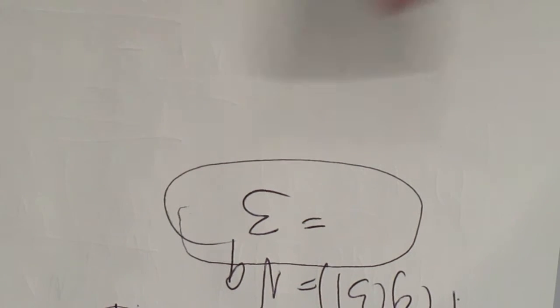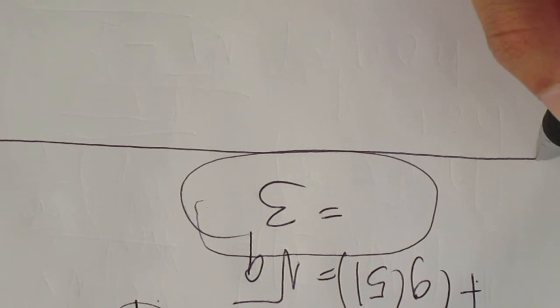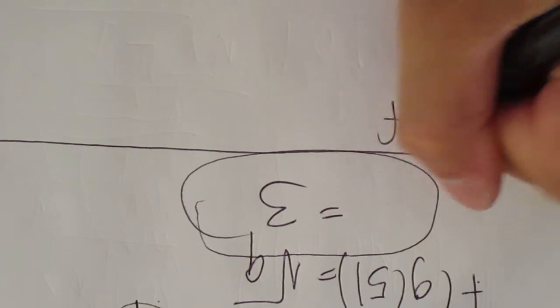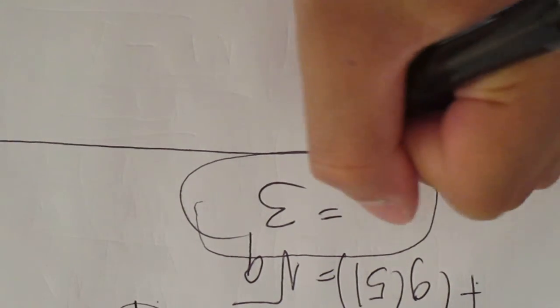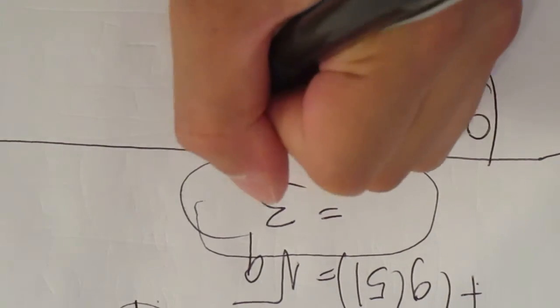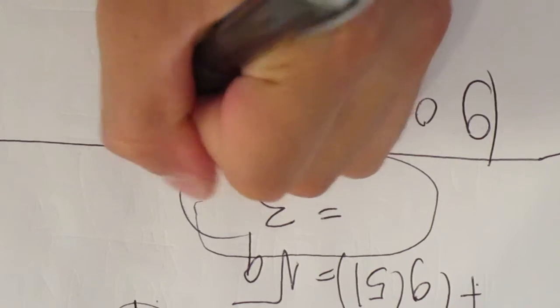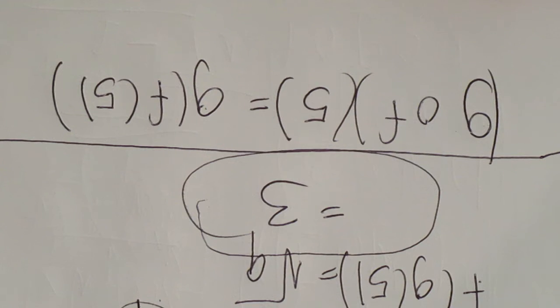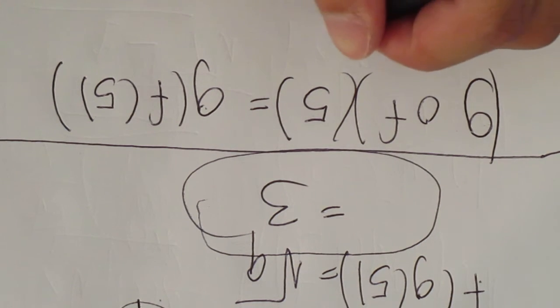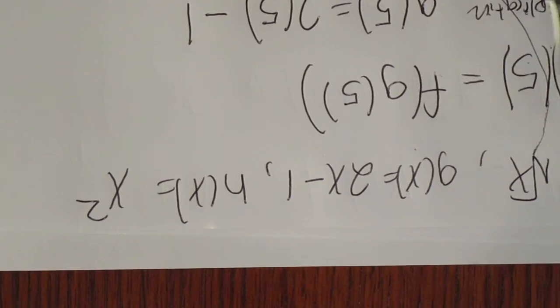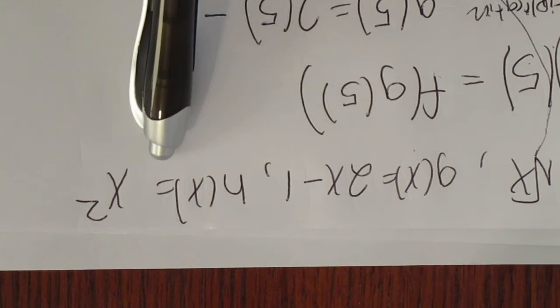Okay, what about g of f of 5? They're not the same thing, right? So when simplified, it's g of f of 5. So what is f of 5? We're still using the same problem, so we're still using f of x equals this, g of x is that, and h of x is that.